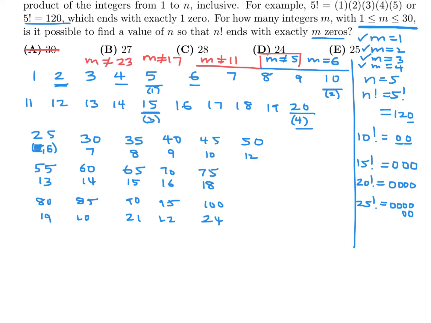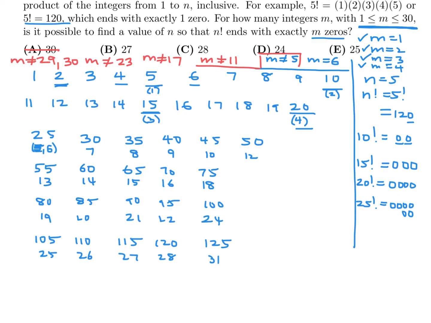Okay, so we're getting pretty close to the finish line here. So we got 105, 110, 115, 120, and 125. So this will be 25, 26, 27, 28. 125 is 5 times 5 times 5, so you can get 3. So this number will jump from 28 to 31. That's a tricky one. So therefore m cannot be 29, and it cannot be 30.